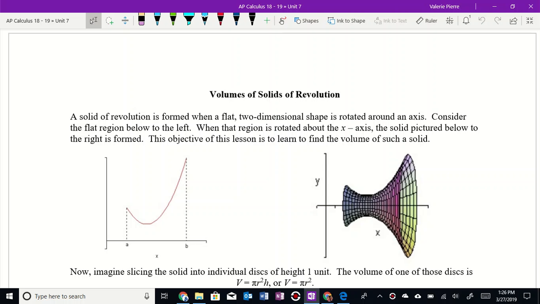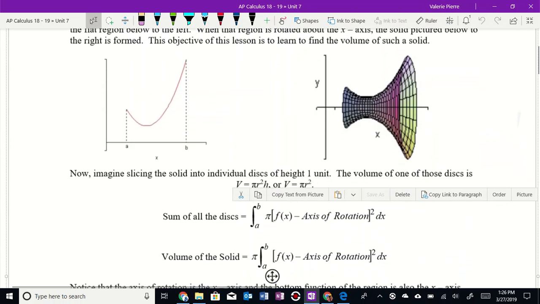Consider the flat region below to the left. When that region is rotated about the x-axis, the solid pictured below to the right is formed. The objective of this lesson is to learn to find the volume of such a solid.